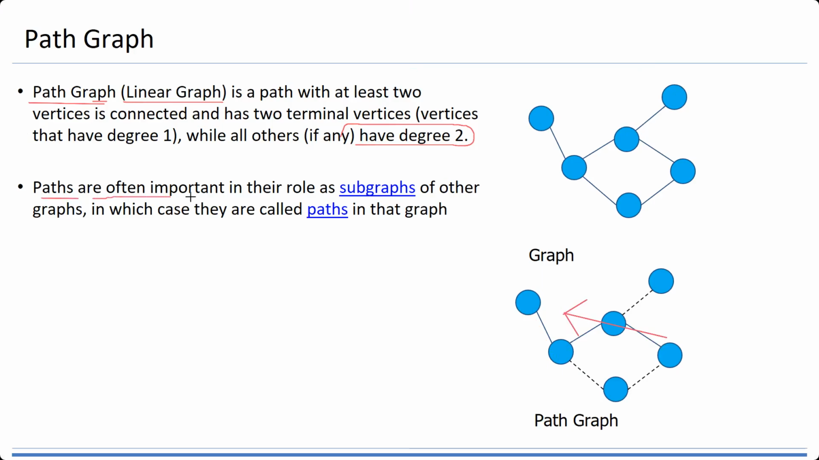Paths are often important in their roles as subgraph of other graph, in which case they are called as paths in that graph. So I can say this is one path. We can have another path. We can have another path, and so on.